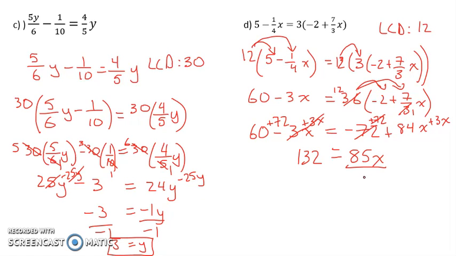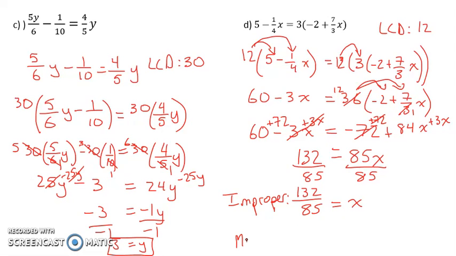Now I divide by the term in front of the x. This is isolating the variable. And I get x is 132 over 85. That is listed as an improper fraction. And again, if we wanted to, we could write that as a mixed fraction.